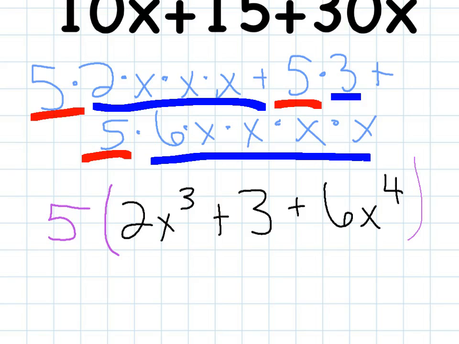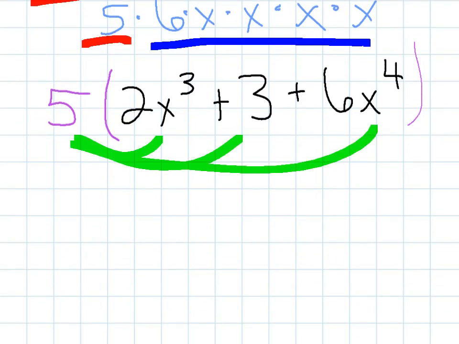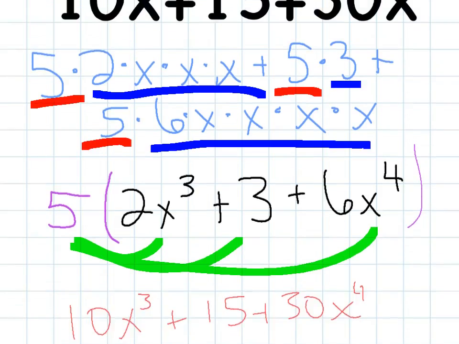And then we're going to check our work. So you do 5 times 2x to the power of 3, which will give us 10x to the power of 3. And then 5 times 3 equals 15. And then 5 times 6x to the power of 4 equals 30x to the power of 4. And your problem is correct.